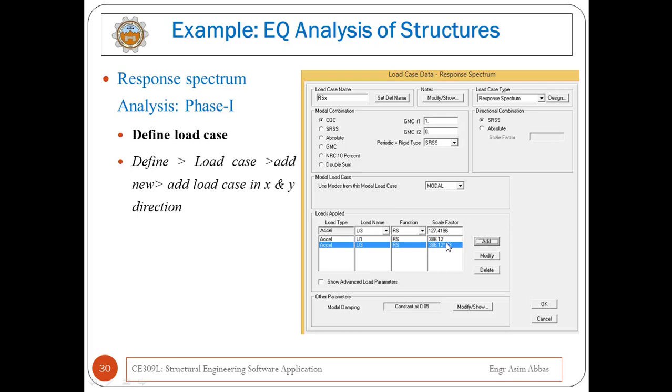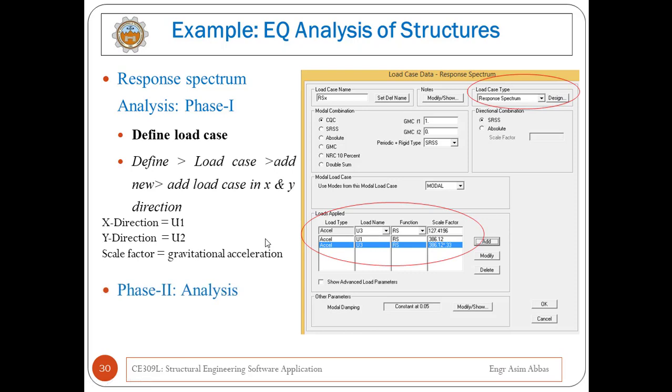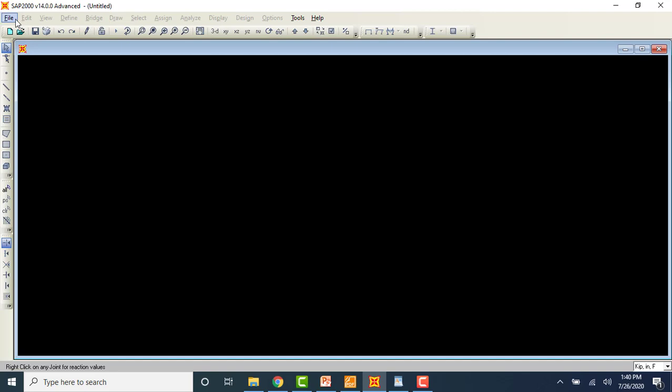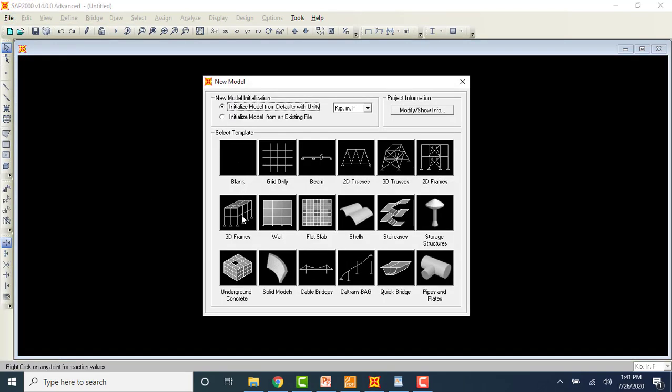When the response spectrum along both x and y direction are defined, then we can go to the other step, that is the analysis step. Once analysis is completed, then I will go for post processing, where I will display different results. Now I will solve any 3D frame structure in SAP2000 for response spectrum analysis. I will create a new model of any 3D frame.